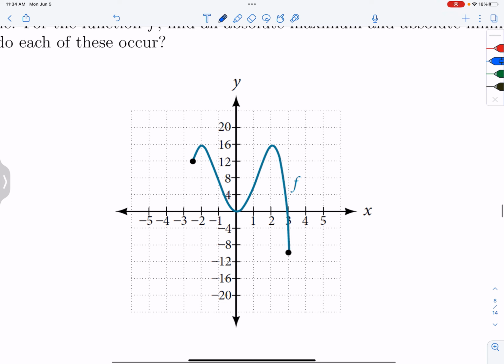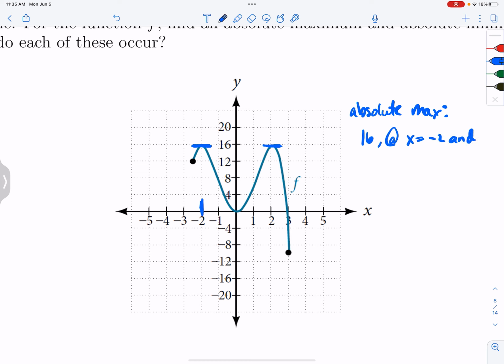Okay, so the absolute max is the biggest value that this graph ever achieves. So if we're back to our hiking example, it's where's the peak of the mountain that we climbed? Or what is the elevation, I should say. What is the elevation of the mountain that we climbed? Well, in this graph, the elevation would be 16. And that occurs when x is equal to this value right here, -2, and when x is at 2. Okay, so that is the absolute max. The absolute max is 16, and it occurs at x equals -2 and +2.